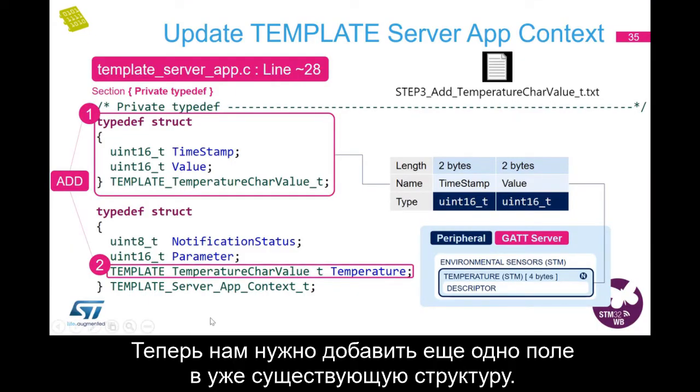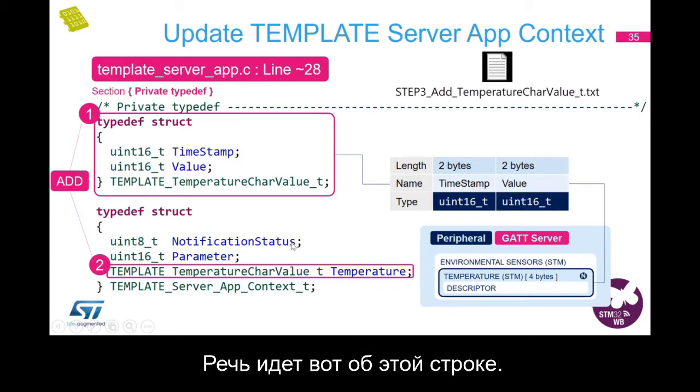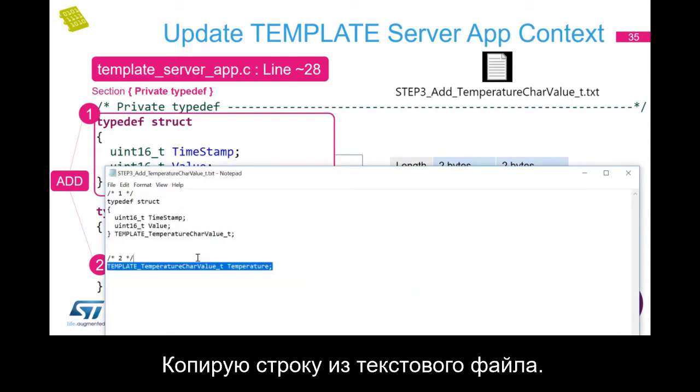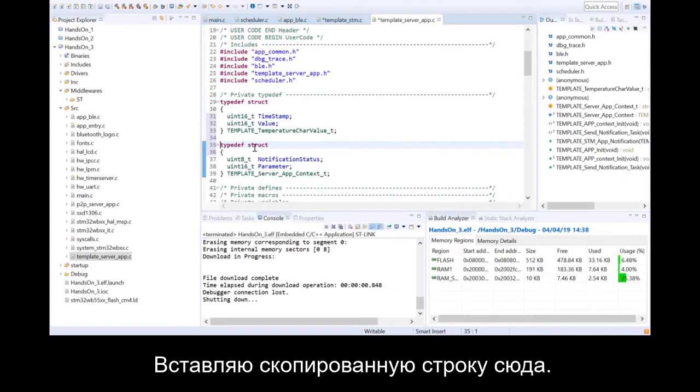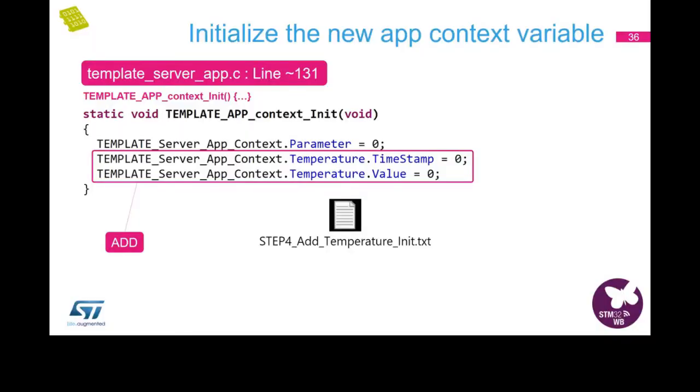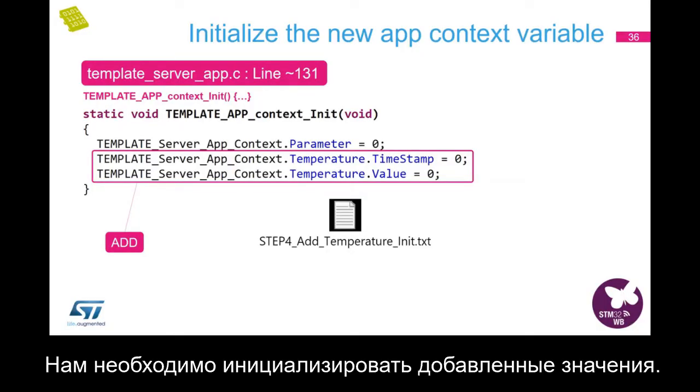We now need to add 1 new value to the existing structure, now that we've added our new structure above. So we need to add that line in as well. We'll take that line, close that now, and that goes in there, in that one. So we've got to initialize those 2 new values that we've created.